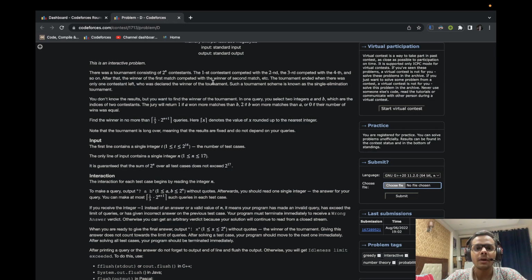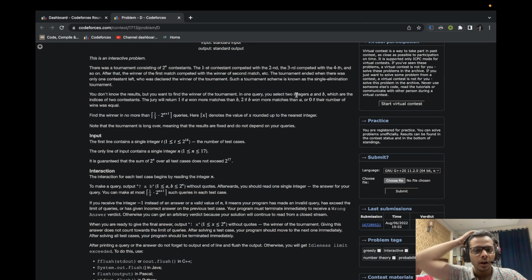So our job is to tell who is the winner of the game, and to do so we can ask a few queries. In a query, we just give 2 integers, a and b. These are the indices of any 2 players, and the judge will simply return which among a and b has won more of the matches. If a has won more matches than b, we get 1. If b has won more matches than a, we get 2. And if both have won the same number of matches, we simply get 0 as our answer.